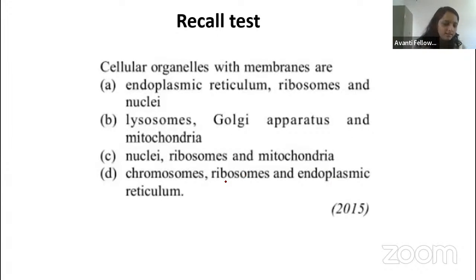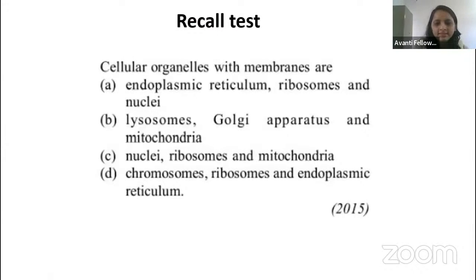Okay. Then there is another question for you. Cellular organelles with membranes are. Students should always use a technique to solve the question. So use the elimination technique. Eliminate the options which are not correct. By seeing only one organelle, you can eliminate most of the options here. Try, guys. Lakan, answer me in the chat box.